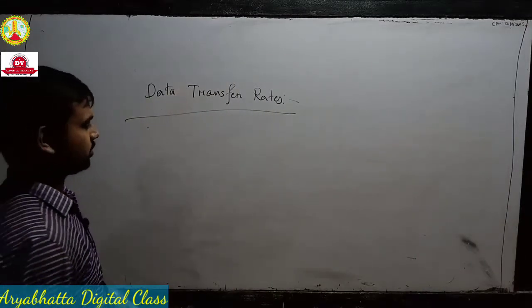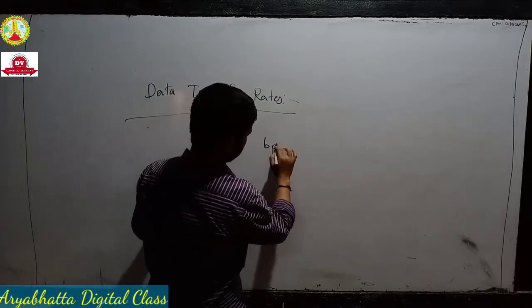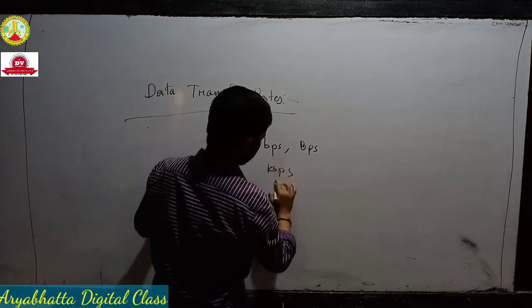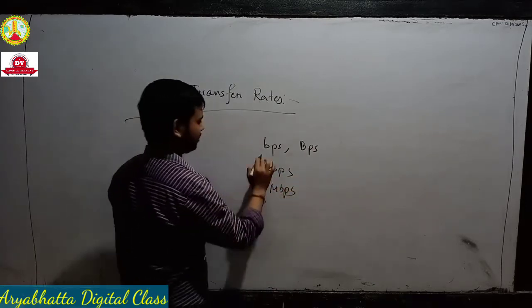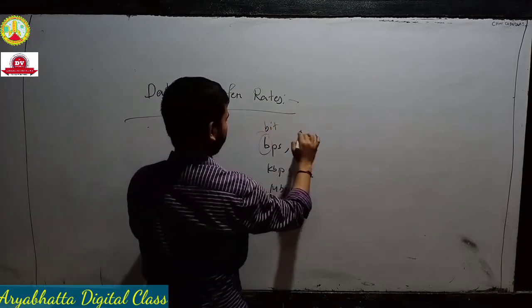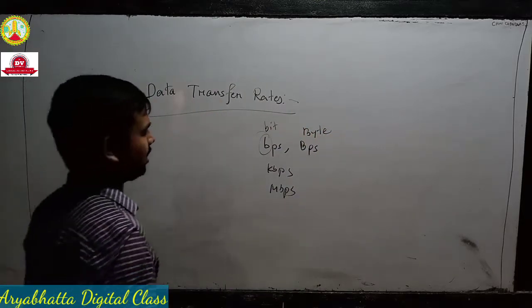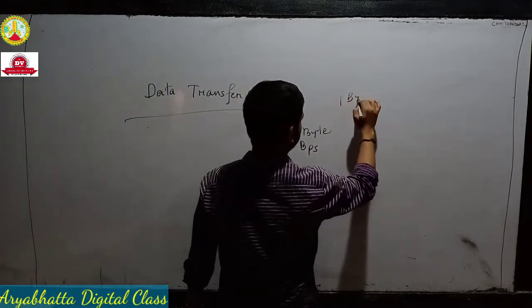Data transmission rate means what? One unit is bps, kbps. You already know what Mbps means. bps means bits per second. Byte is what? One byte is 8 bits.